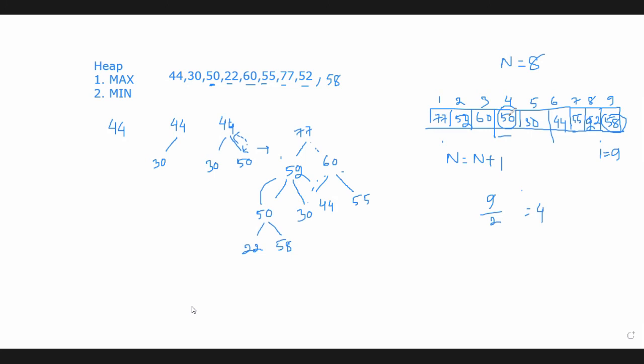The next step is to compare the data that we have inserted with its parent node. The parent node is 50, and if the parent node is greater than 58, then we don't need to change the position of the new node. That means this is the correct place for that node. Suppose the parent node is 60, and 60 is greater than 58, so we don't need to change the position. So I equals 9 will be the location of 58.